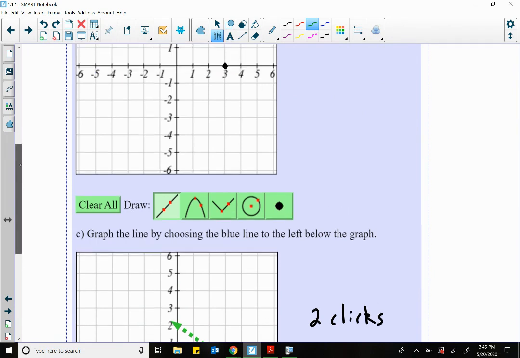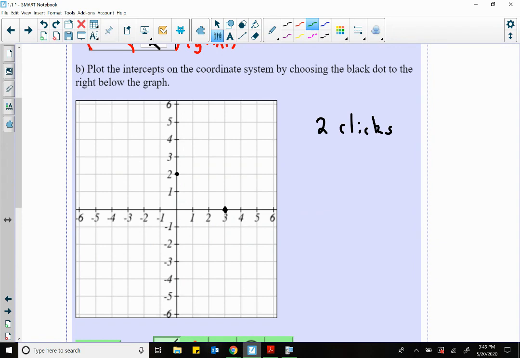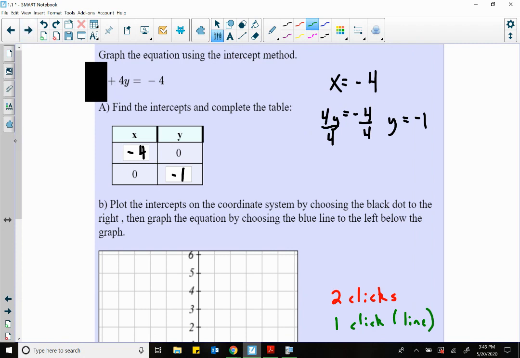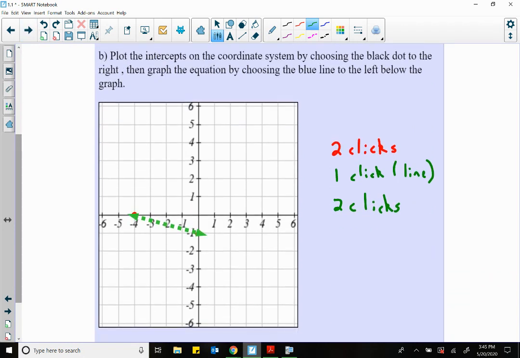Okay? Because technically that would be 3 clicks total for this because you have to click on the black dot. Down here, it's still only 2 clicks because the default is to be on the line, just so you know. So when you do part B, it really is about 5 clicks if you don't count clicking on the dot. So once the dot is selected, click, come down here, click on the line, and then go back up and click again to make the line.